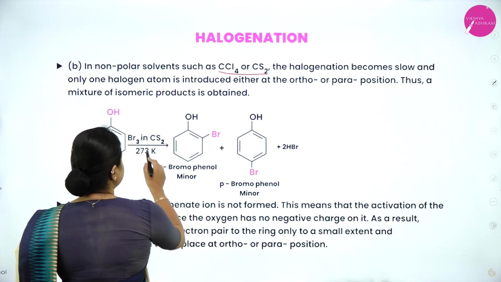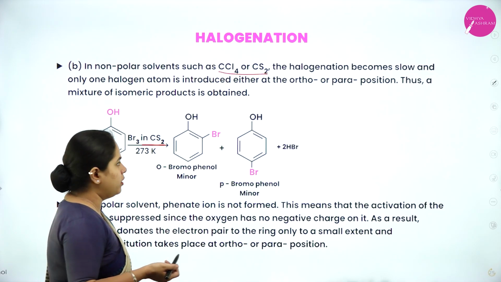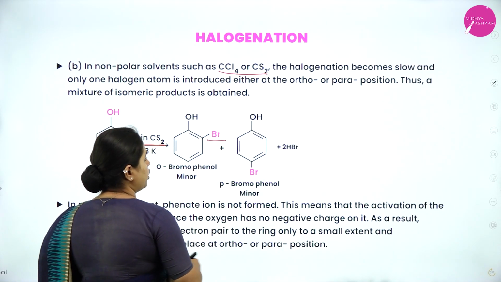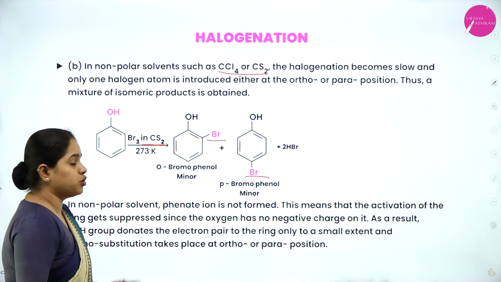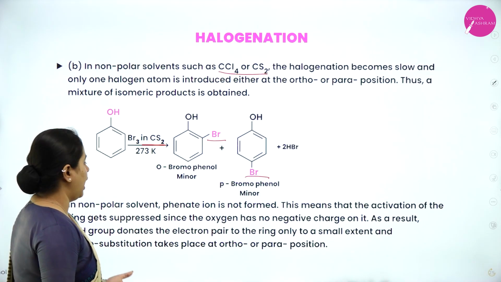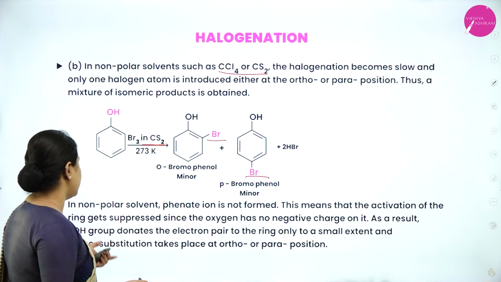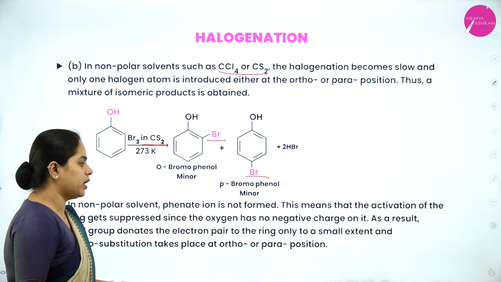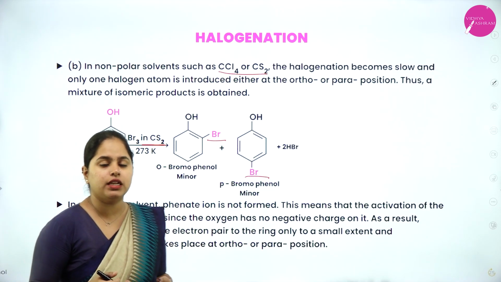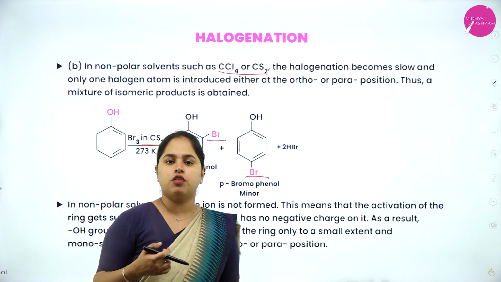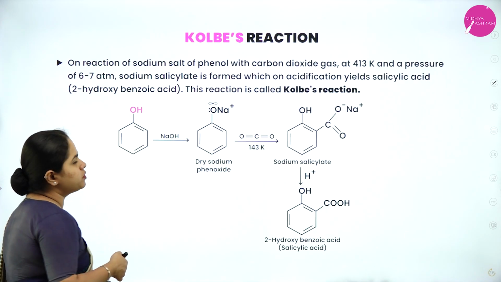So here also in presence of carbon disulfide or CCl4, we are going to add bromine. What happens? You will get ortho-bromophenol and para-bromophenol, right? So in non-polar solvent, phenoxide ion is not formed, okay? This means that the activation of the ring gets suppressed since the oxygen has no negative charge. As a result, the hydroxyl group donates the electron pair to the ring only to a small extent and mono substitution will only take place. So here phenoxide ion will not be formed, but in the case of the first reaction, phenoxide ion will be formed.